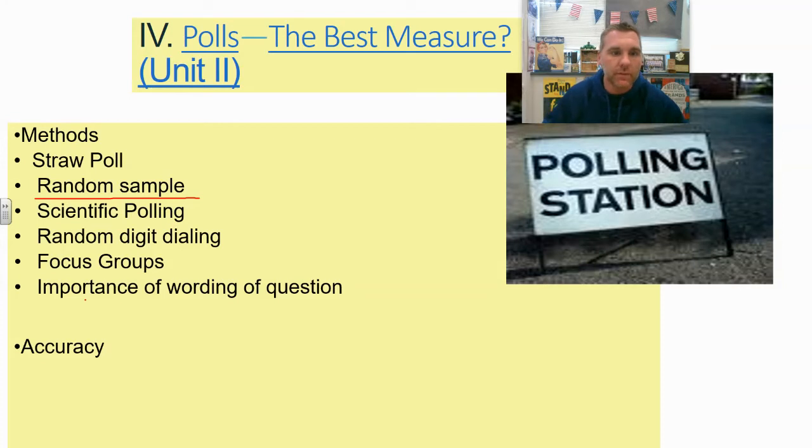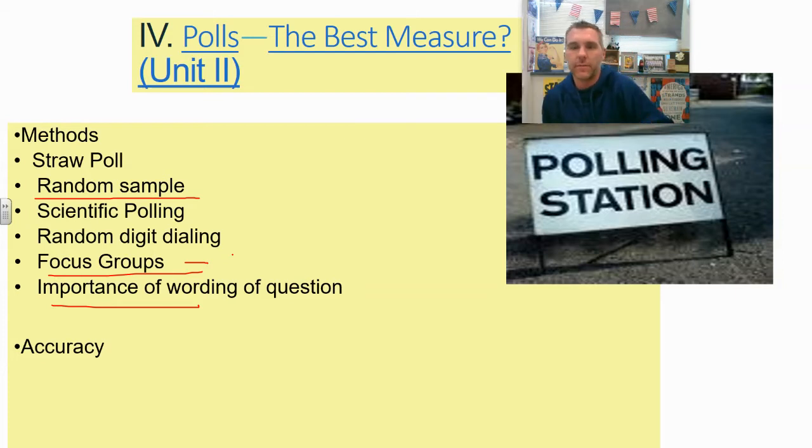All right, so you got a couple of different other things here. Importance of wording of the question. Focus groups is when you get a group of 12 people and you ask them, okay, you're representative of the millennial generation, so let's bring in a bunch of millennials and ask them questions. Or let's bring in a bunch of 40 to 50-year-olds and ask them a question to get somewhat of an idea of what that demographic is going to do. But again, there's problems with that.